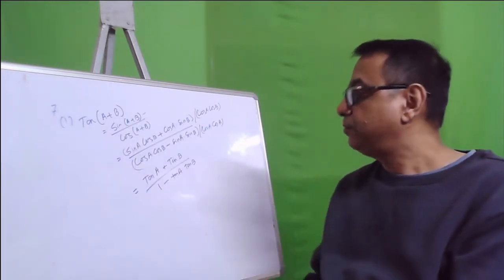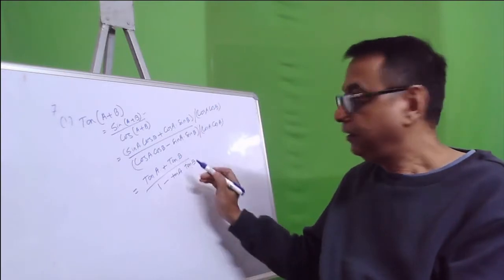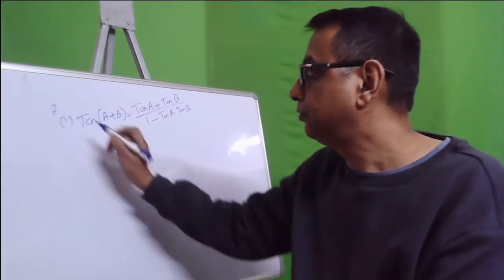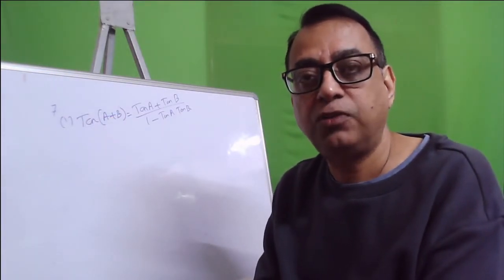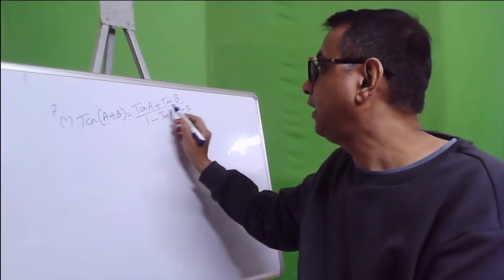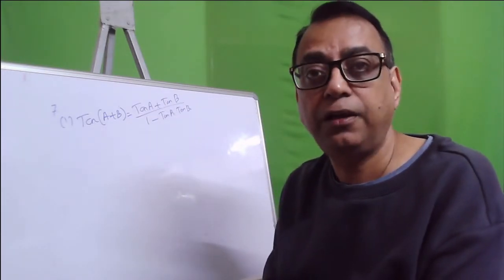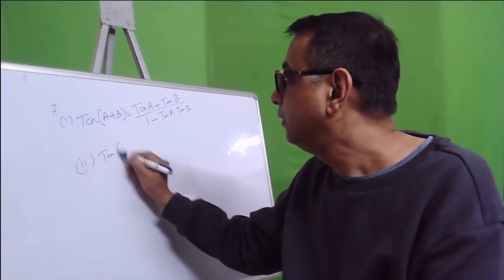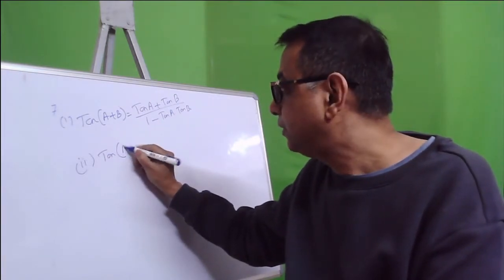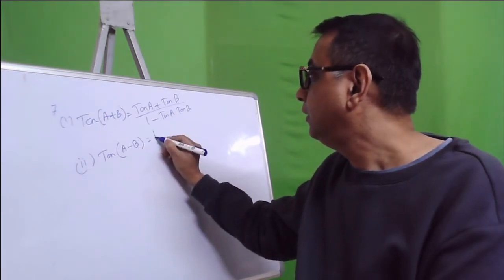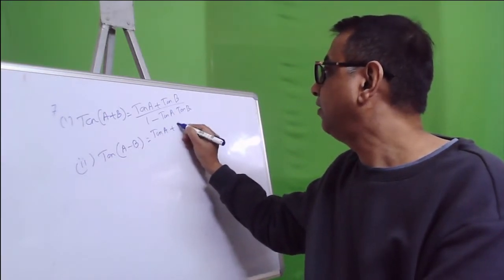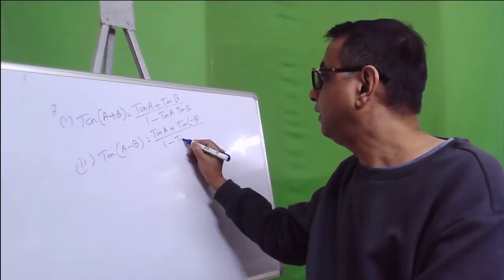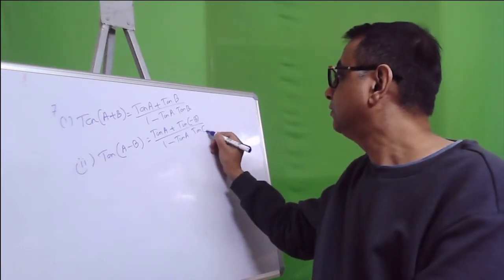So tan of a plus b will be tan a plus tan b divided by 1 minus tan a into tan b. So identity number 7, part 1 is tan of a plus b is equal to tan a plus tan b divided by 1 minus tan a into tan b. Now, part 2 will be tan of, instead of b we will replace it by minus b. So it will become a minus b. It will be tan a plus tan of minus b divided by 1 minus tan a into tan of minus b.